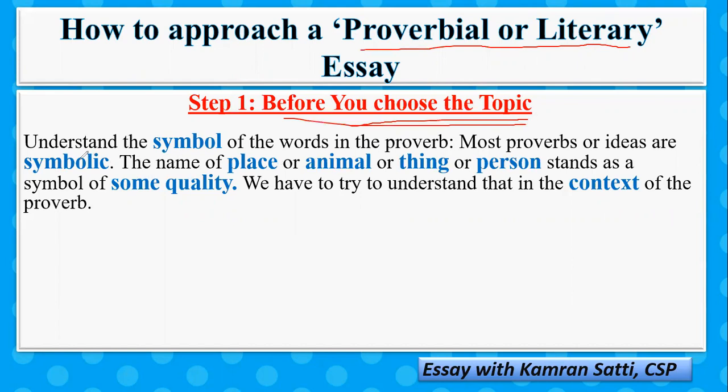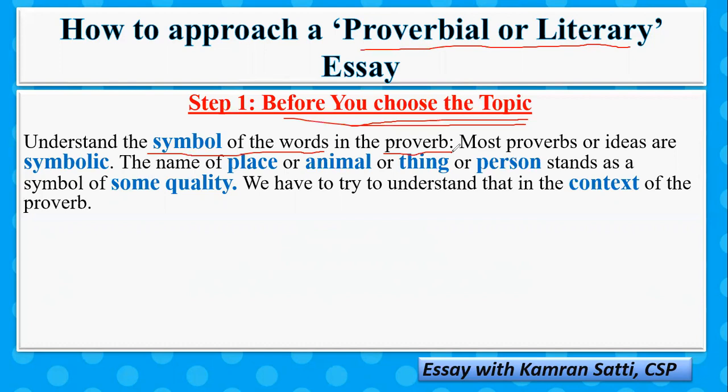So, things to understand: understand the symbols of the words in the proverb. Let's suppose a topic comes up: Rome was not built in a day. You have to understand the various symbols. This is a proverb: Rome was not built in a day. Similarly, other literary essays could also come up, so you have to decode those topics. These topics are in the form of symbols; they are coded words. You have to decode the topics before you jump on.